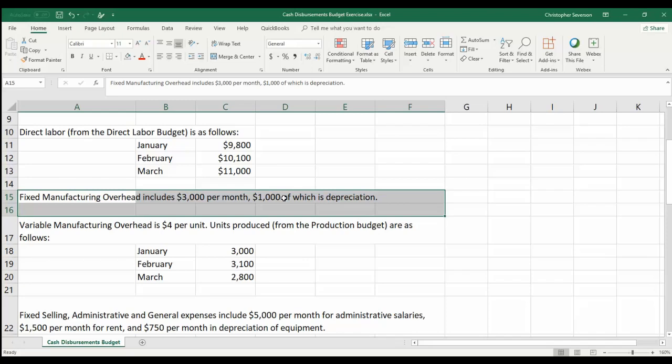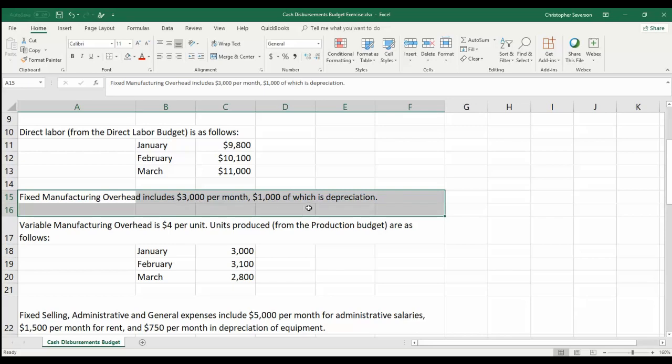Depreciation is not a cash expense. We actually paid for that way back in the beginning when we first bought the asset. So yes, we're expensing it over time, but it's not a payment. So we have to subtract that $1,000 out before we get to the cash budget, which basically means we're paying for the other $2,000 of fixed manufacturing overhead. Whatever that might be, salaries of some sort, it's not depreciation though. The $1,000 depreciation is carved out.